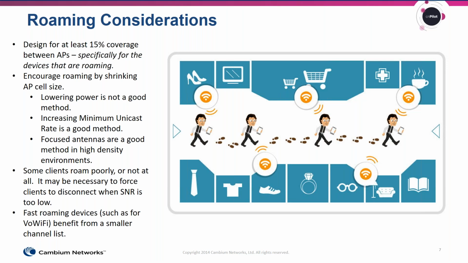A way to also encourage roaming, to encourage devices to move from one AP to the next, is to limit the cell size of each AP. And I don't mean lower the power of the AP. That's actually not a good way to do that. What happens when you lower the power is you do shrink the range over which devices can connect. But more than that, you limit the range at which they can connect at high speed. And that may sound like I'm saying the same thing, but I'm not.